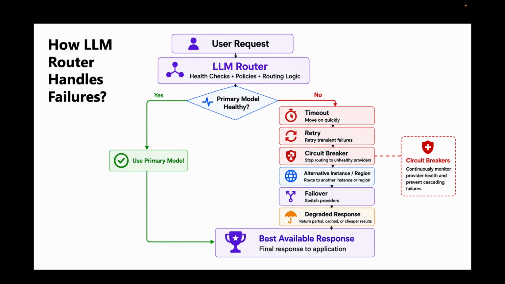But when the issues occur, the router applies resilience patterns such as timeouts and retries to recover from transient failures, circuit breakers to temporarily stop routing traffic to unhealthy providers. The router can also try another region, fail over to another provider, or provide a degraded response by using cached content. The important point here is that we move the resilience patterns to the LLM router, and individual applications do not need to implement these mechanisms themselves.